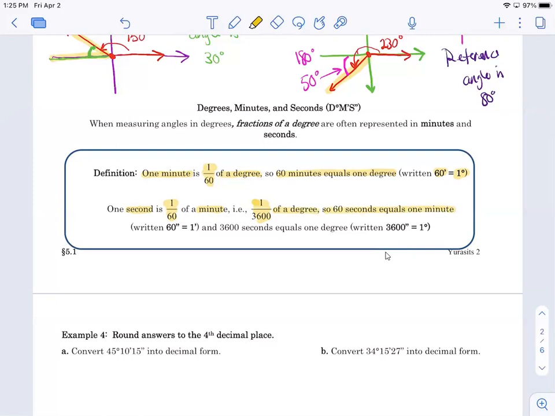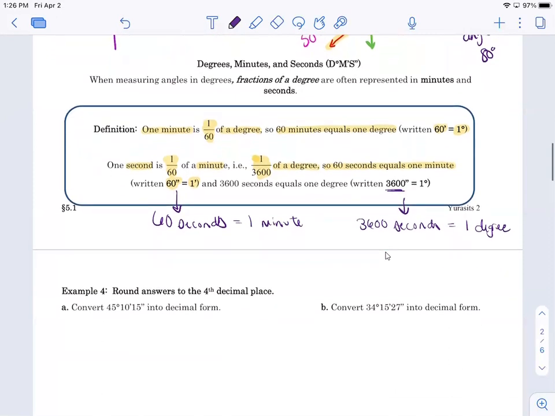Seconds is with this 2 kind of apostrophe, and 60 seconds equals 1 minute. So mathematically, it's saying 60 seconds equals 1 minute. And 3,600 seconds equals 1 degree. Think of a degree like an hour on a clock. So we're going to have to convert.